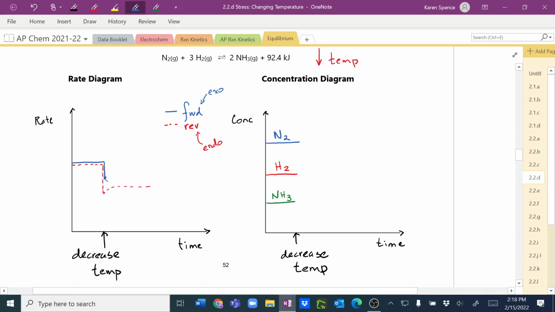Now, why did the reverse rate go down more than the forward rate? Why did the reverse rate go down more? Nobody? Because it's the endothermic, and the endothermic rate is affected more. Yes.